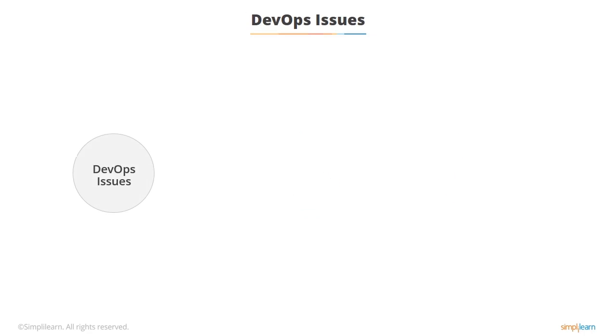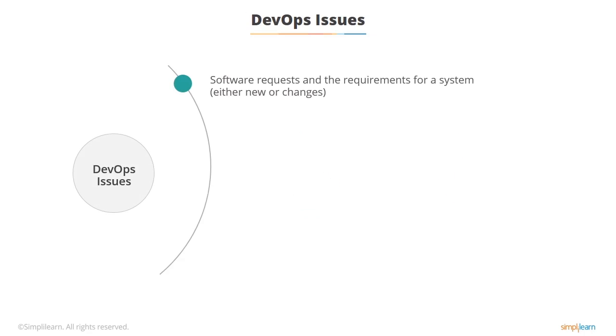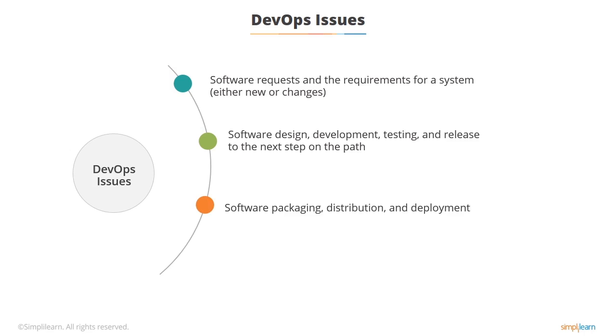The number of issues facing DevOps. Software requirements are constantly changing. We also need to define a good path between design, development, testing and release. We need to decide how to package the software, how to distribute it and how to deploy it into production. And we also need to have ongoing operations and running the system from once it's deployed onwards.